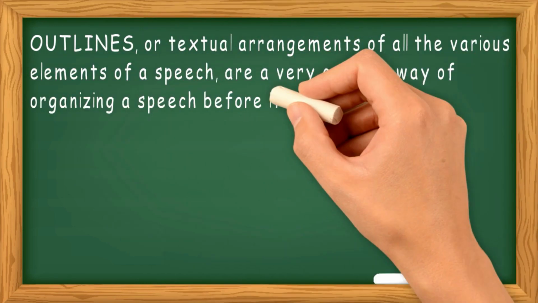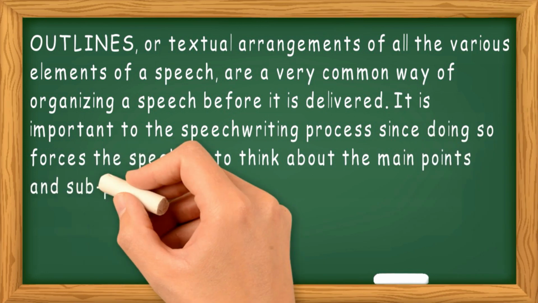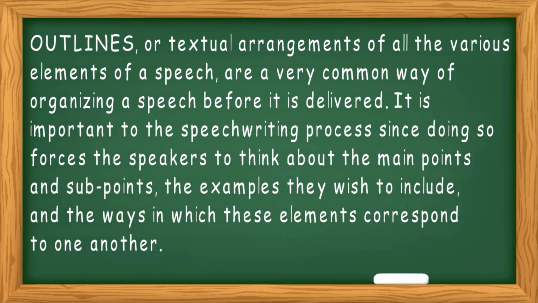Outlines, or textual arrangements of all the various elements of a speech, are a very common way of organizing a speech before it is delivered. It is important to the speech writing process since doing so forces the speakers to think about the main points and sub-points, the examples they wish to include, and the ways in which these elements correspond to one another. In short, the outline functions both as an organizational tool and as a reference for delivering a speech.